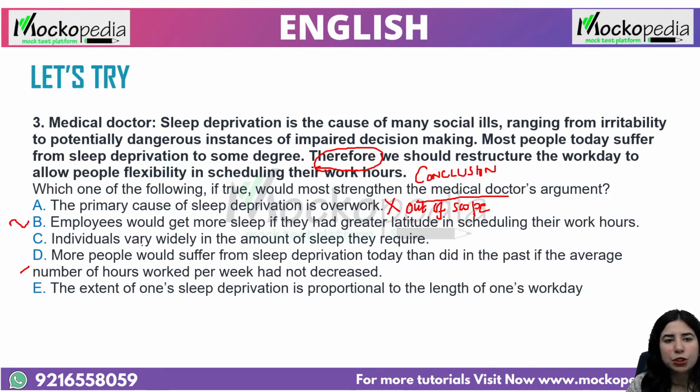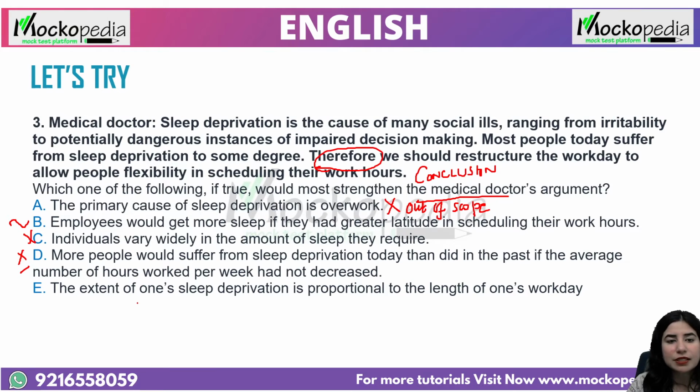Coming to C, individuals vary widely in the amount of sleep they require. Again, how do individuals vary? This is not relevant where we are asking that flexible working hours should be provided. So again, this is something which goes beyond the scope of discussion. Coming to D, more people would suffer from sleep deprivation today than did in the past if the average number of work hours worked per week had not decreased. Again, we're not trying to bring in any comparison between the data for the previous generation and the coming generation. Again, this becomes out of scope.